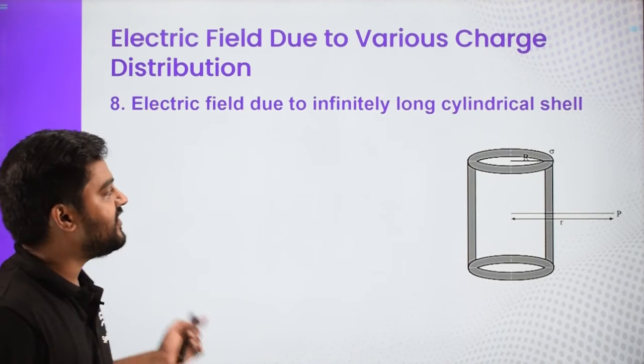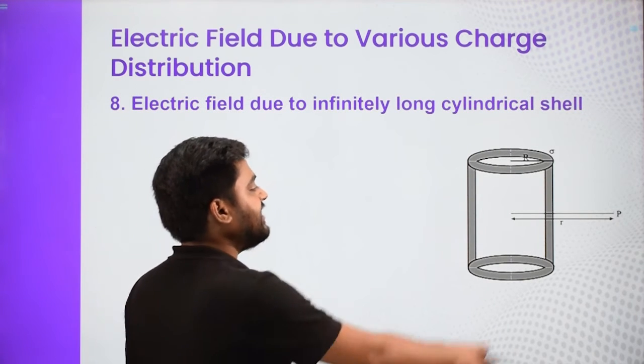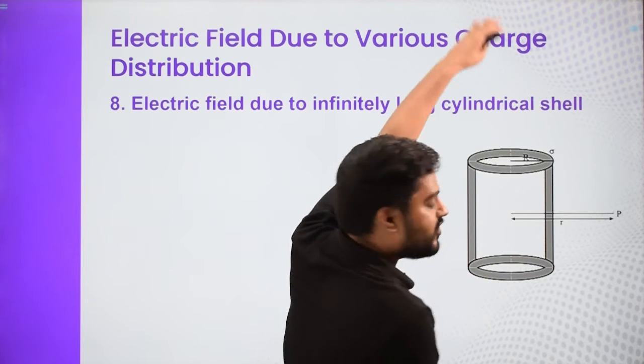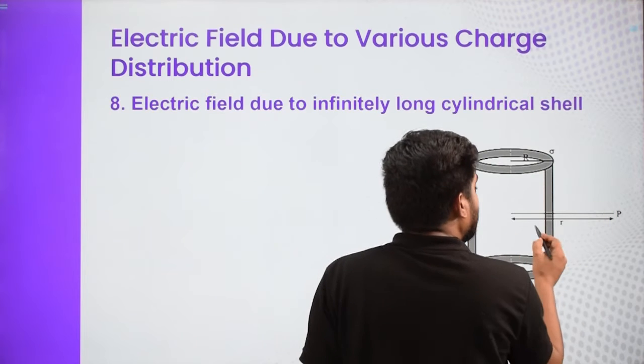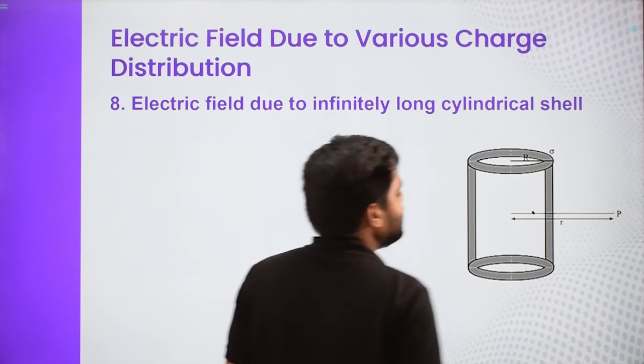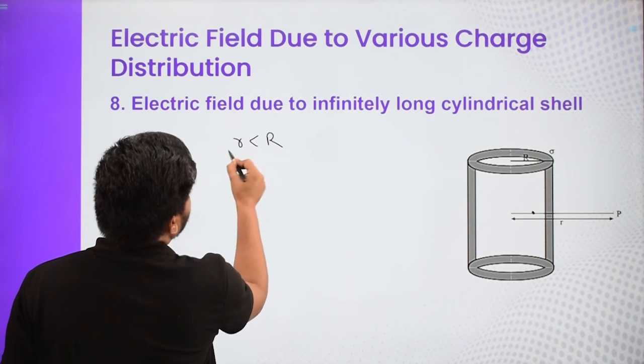Now next is the electric field due to an infinitely long cylindrical shell. So we have a cylindrical shell, and that is infinitely long on both sides. I have to get the electric field at a point P which is either inside or outside. So first let us cover the case where r is less than the radius of the cylinder.